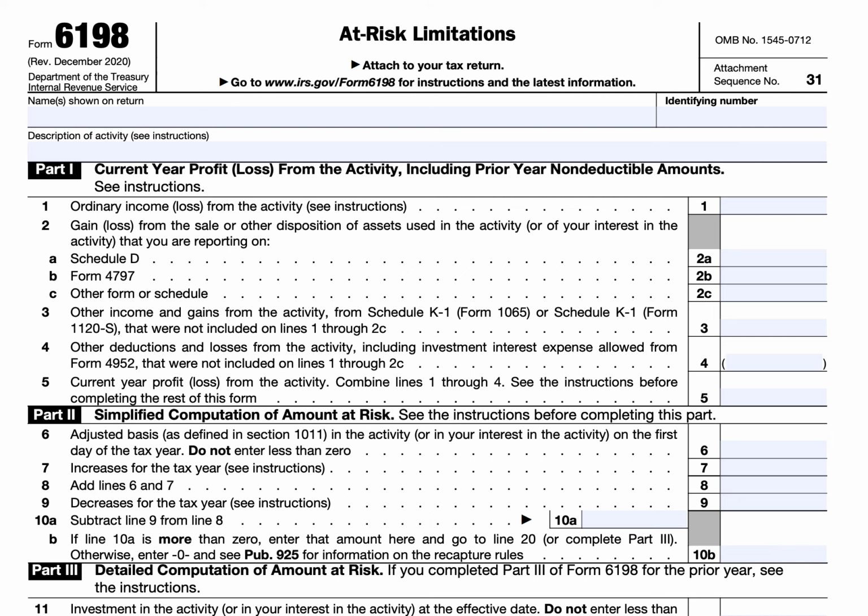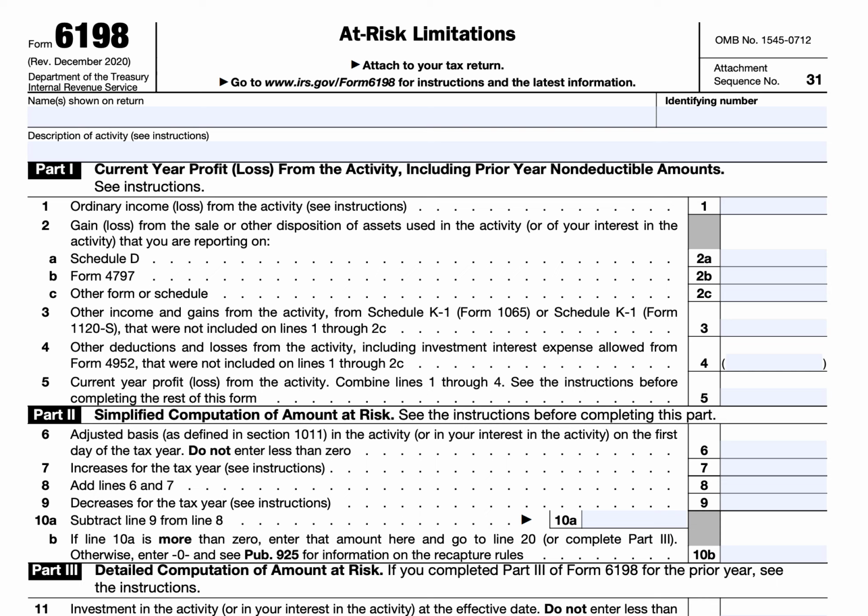In this video, we'll be going over IRS Form 6198, At-Risk Limitations. This is a one-page tax form with 4 parts, and before we get into the meat of this form, we'll outline a couple of details of background information that you should know.